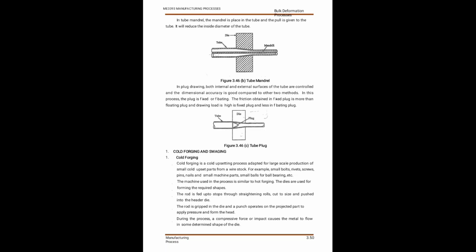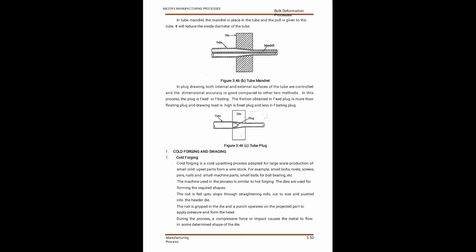And next one, the plug method. In plug drawing, both the internal and external surfaces of the tube are controlled and the dimensional accuracy is good compared to the other two methods. In this process, the plug is fixed or floating. The friction in a fixed plug is more than in a floating plug, and the drawing load is high with a fixed plug and less with a floating plug.